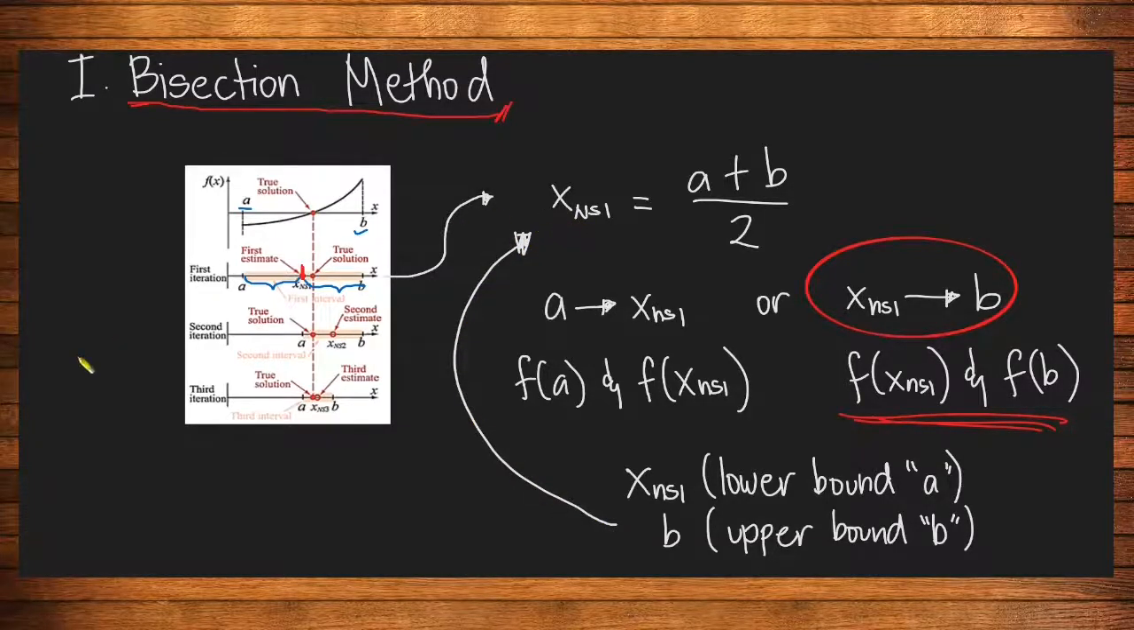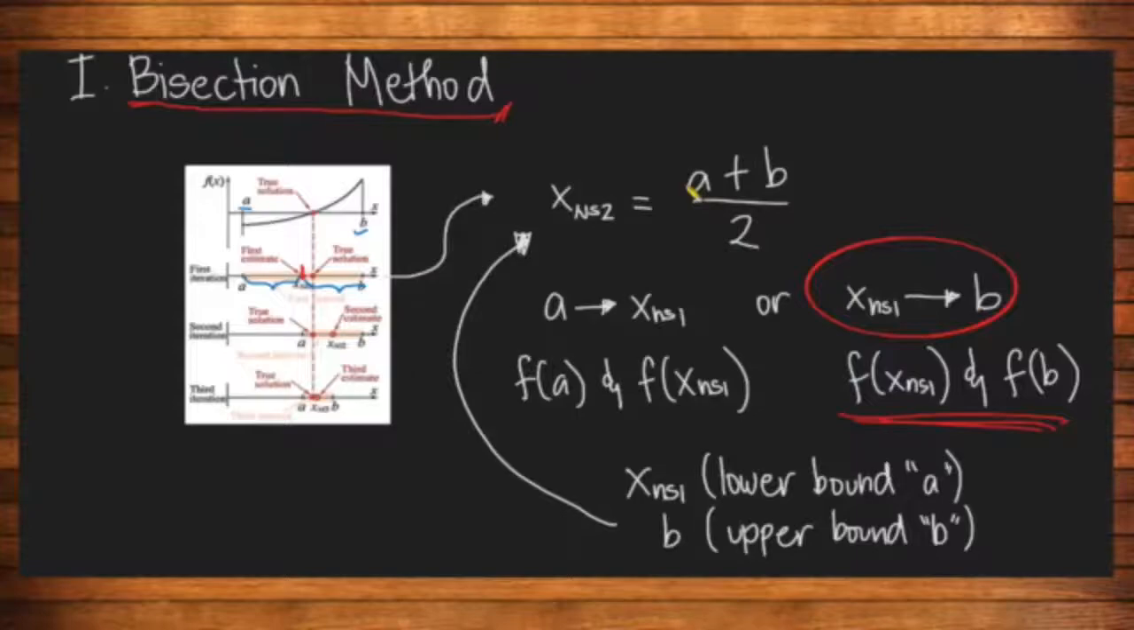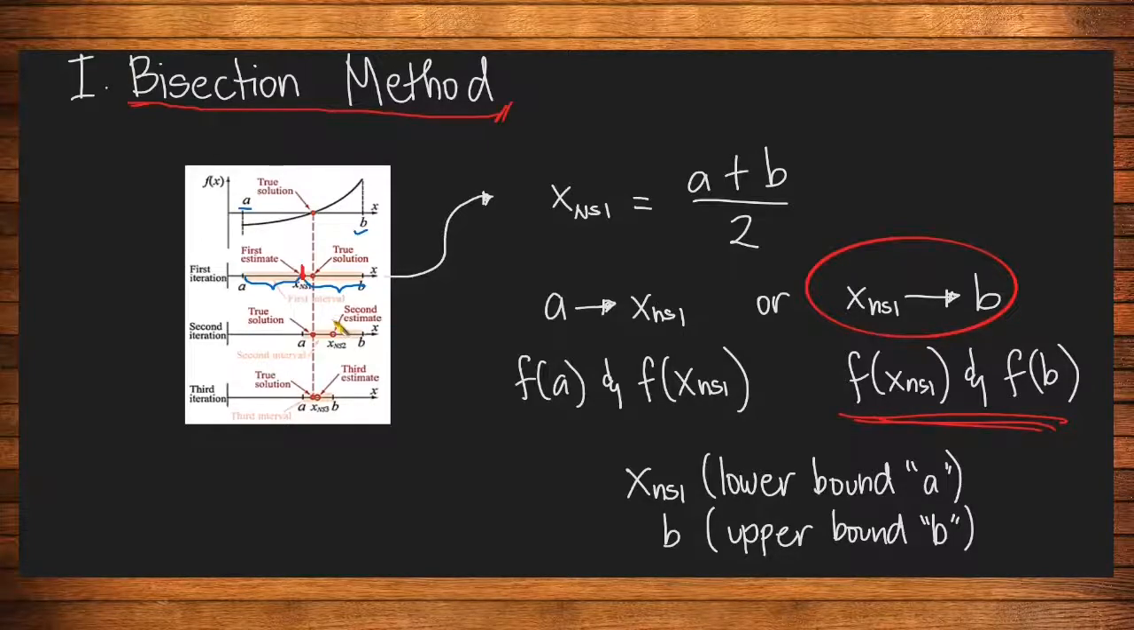So, we will calculate the next estimate for our numerical solution. Using the same formula, a plus b over 2, we will obtain the new estimate. And then, after that, we check again which interval the true solution is in. So, is it between our lower bound and our estimated solution, or is it between our estimated solution and our upper bound b? The interval where the true solution lies is the one we will use for the next iteration. And then we will simply repeat this process until a specified tolerance or accuracy is obtained.